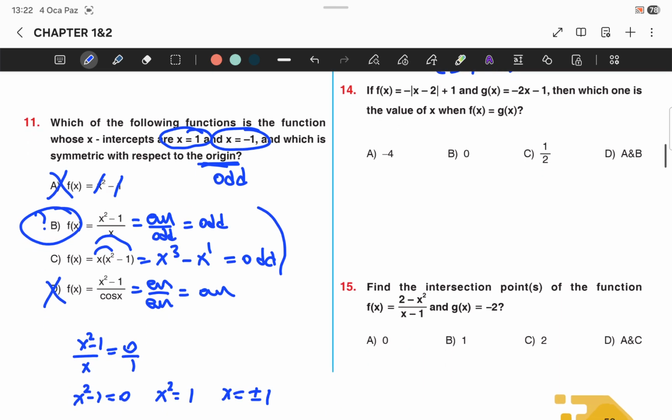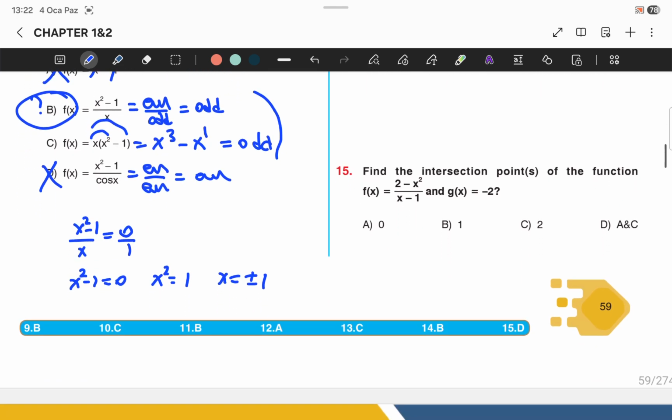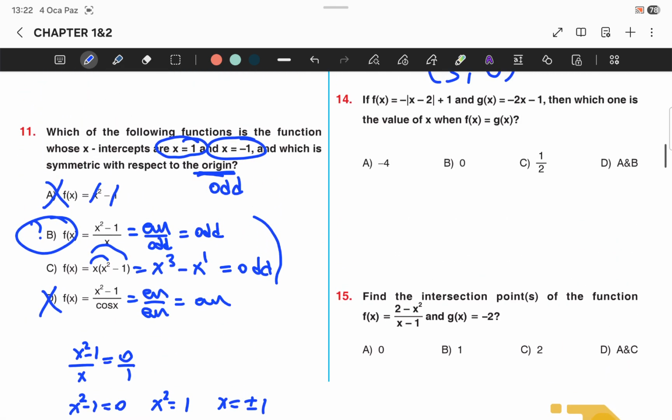Okay, the next question is about which value of x makes both of them equal. Actually, to be honest, the best way is replacing. Let me look at the answer. The answer says B, isn't it? Let me check B. First, I will replace with 0. I must get one answer here, and this answer must be the same as the other one. I have two functions. The first one is f of x, the second one is g of x.